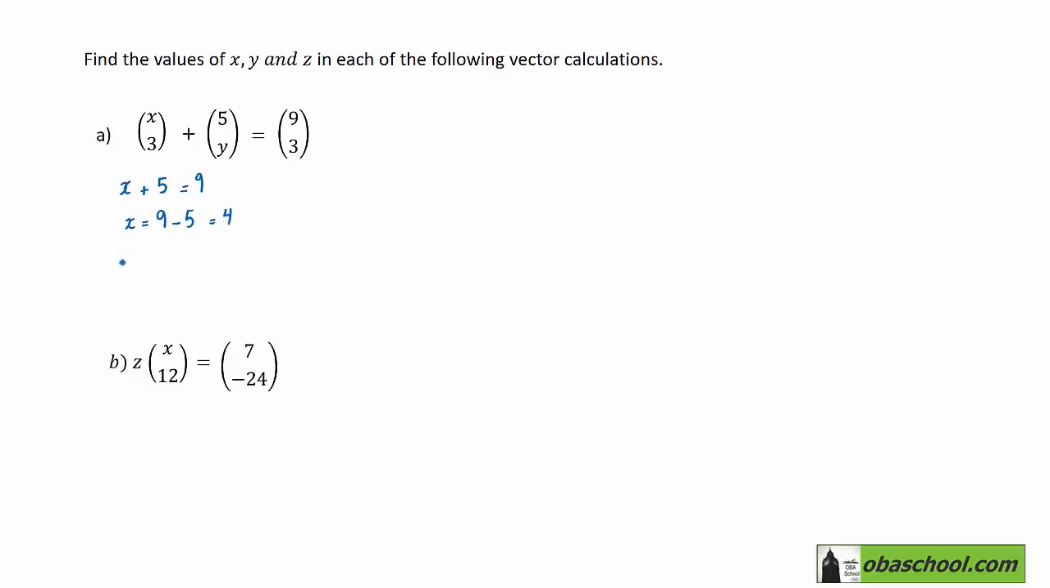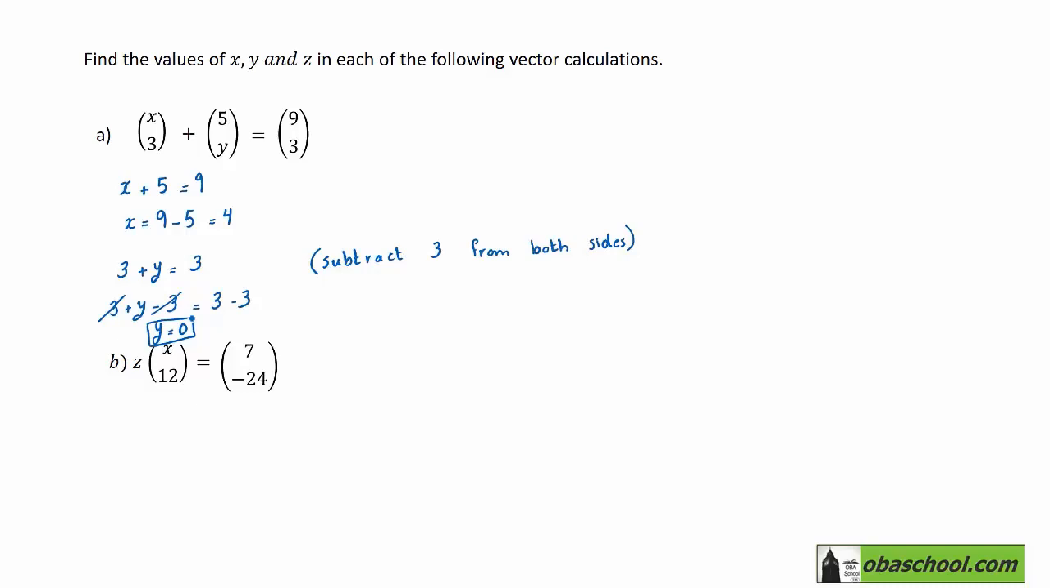Now let's do the exact same thing to find y. 3 plus y equal to 3. Again, you can subtract 3 from both sides of the equal sign so that you can isolate the variable y. And so 3 plus y minus 3 equal to 3 minus 3. The 3 crosses out with the minus 3, and y is equal to 0. And so that would be the value of y in the column vector.